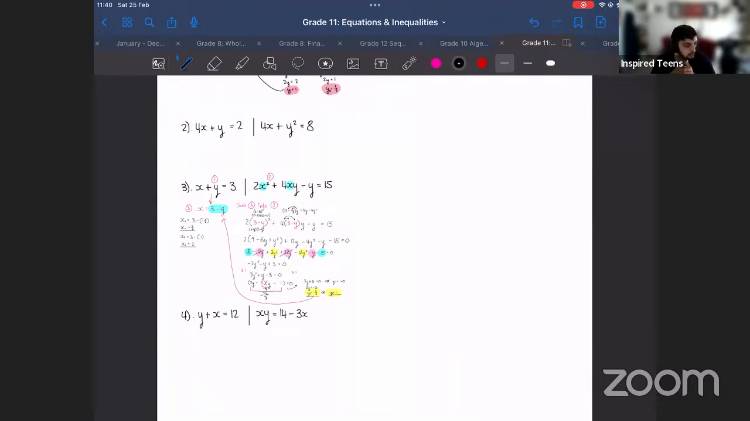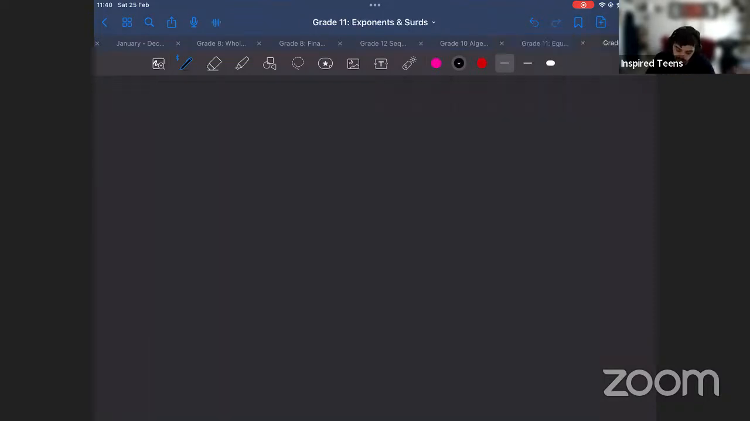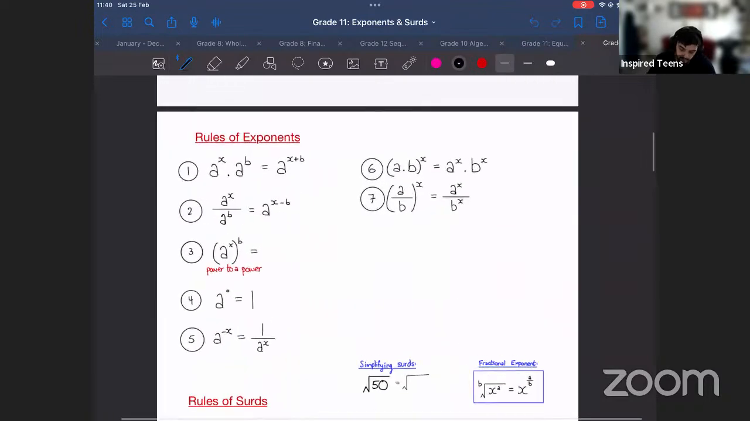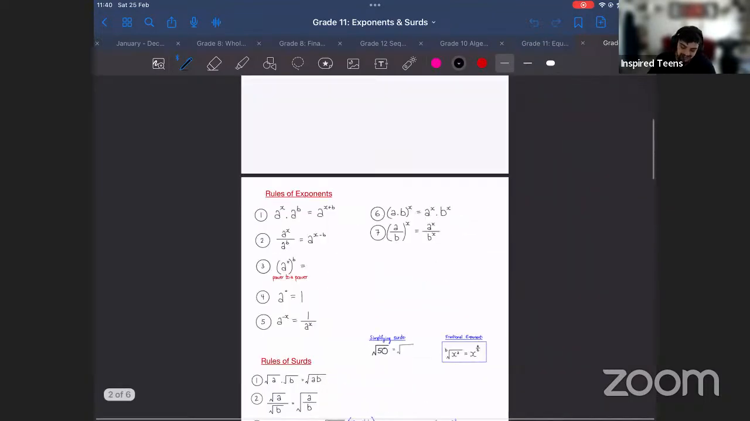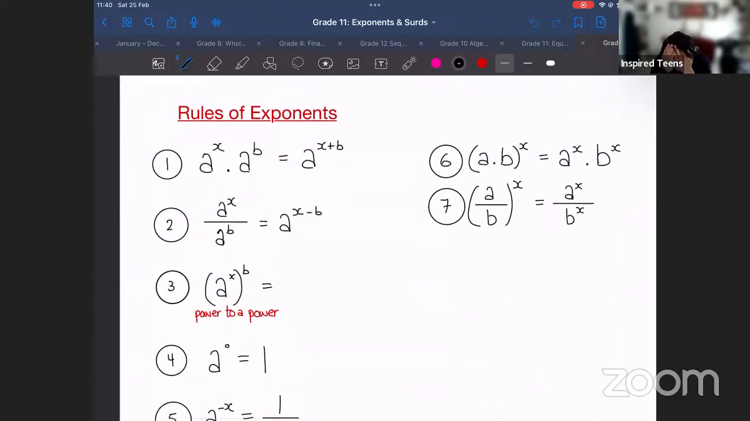Simultaneous equations and inequalities are done. I hope you understand, and there's no further clarification needed. Please continue to practice and take it from there. That's how you'll know that it's going well. Let us start. We're going to go through the rules of exponents and the rules of surds. So maybe take a 15-second breather. 15 seconds is all we can afford to take as a break.